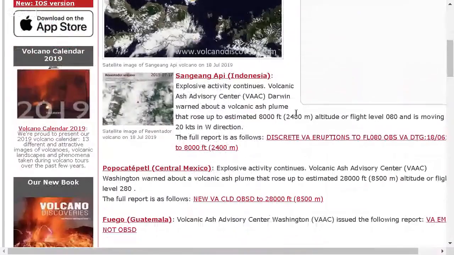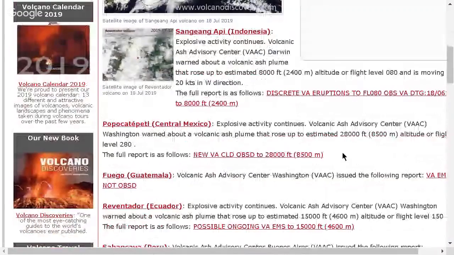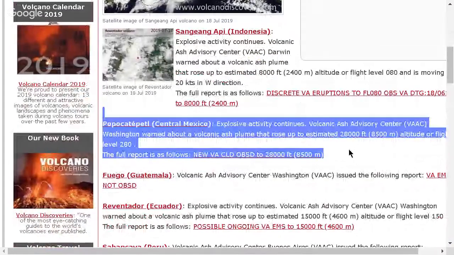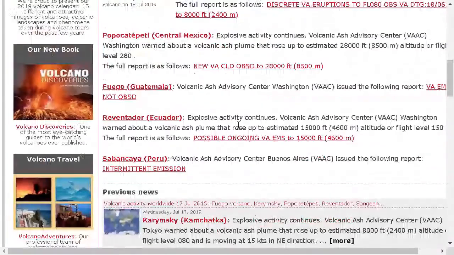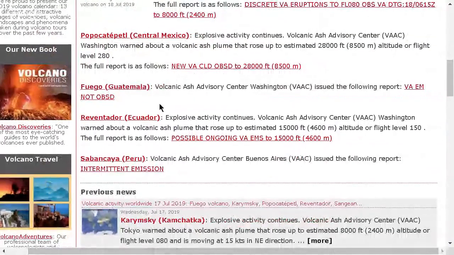Volcano rundown. Sanjiang Api, 8,000 foot ash plume. Popocatépetl, still exploding, producing a 28,000 foot ash plume. I think that one shut down for a day yesterday. It took a little break, and now it's back at it. Fuego: volcanic emission not observed, yet on the list anyway. Okay, thanks. Reventador, 15,000 foot ash plume there, as explosive activity continues. And those intermittent emissions at Sabancaya are often followed by massive explosions with lava fountaining out. So please don't do the broad jump over that.